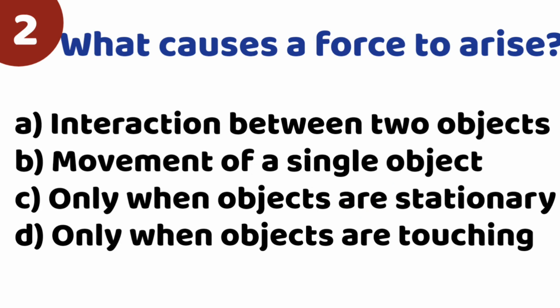Second quiz. What causes a force to arise? Option A, interaction between two objects. Option B, movement of a single object. Option C, only when objects are stationary. Option D, only when objects are touching. The correct answer is option A, interaction between two objects.